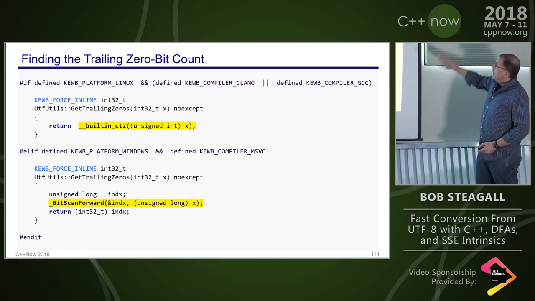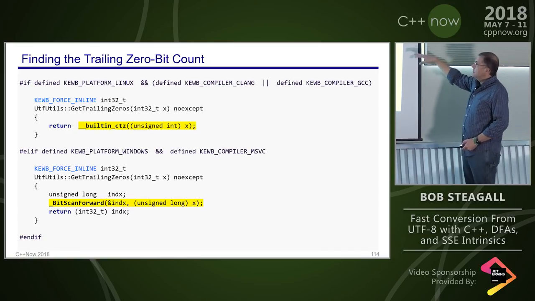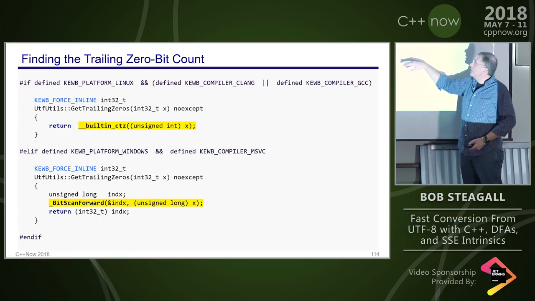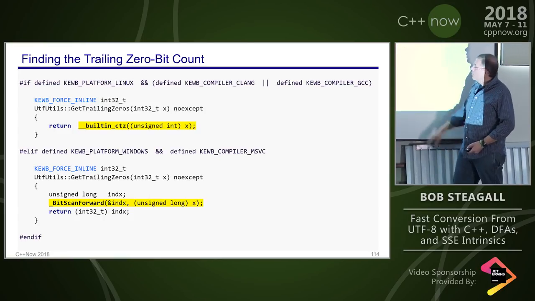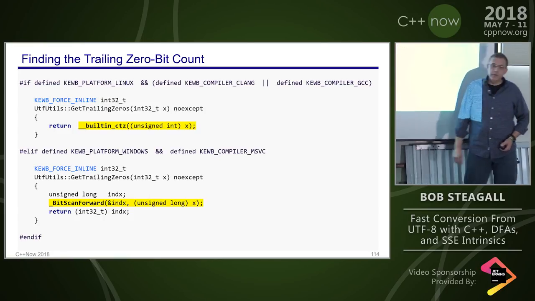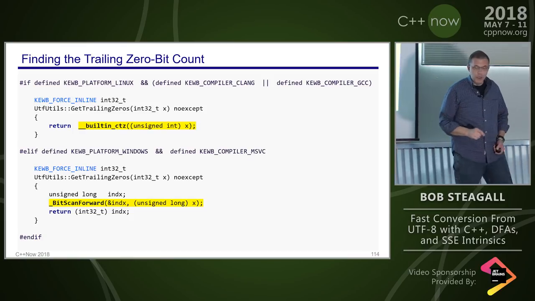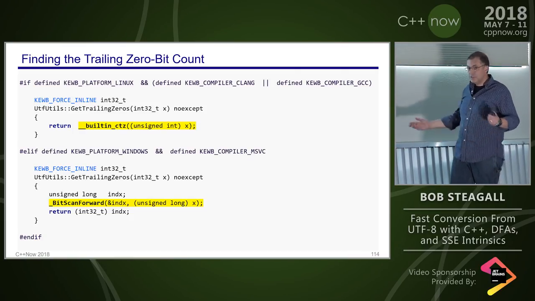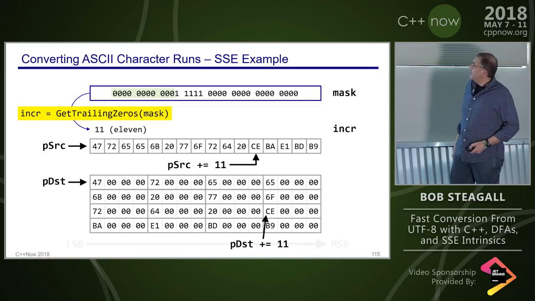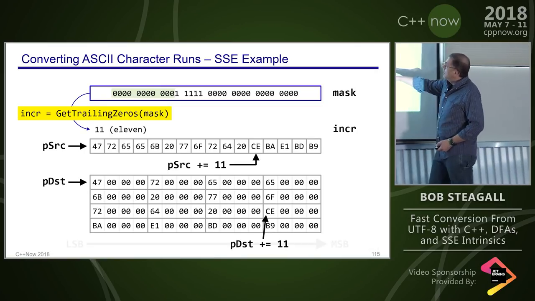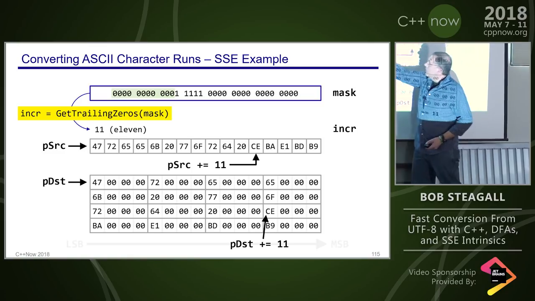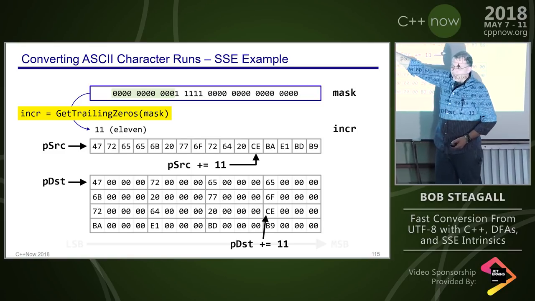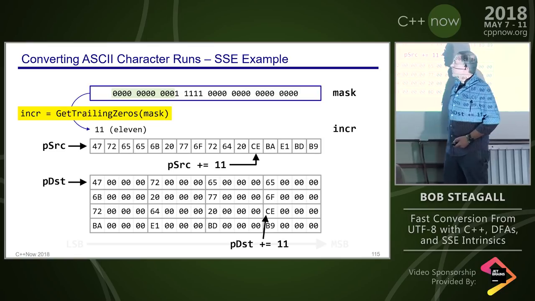So on Linux, with Clang and GCC, there's a nice intrinsic called __builtin_ctz, which is count trailing zeros. On Windows, it's called BitScanForward. It counts the number of zeros starting with the lowest bit, which is exactly what we need. So I get my trailing zeros. I return 11, and I realized it was a bad choice because it was 1-1, and I didn't mean binary, so I wrote the word eleven there.